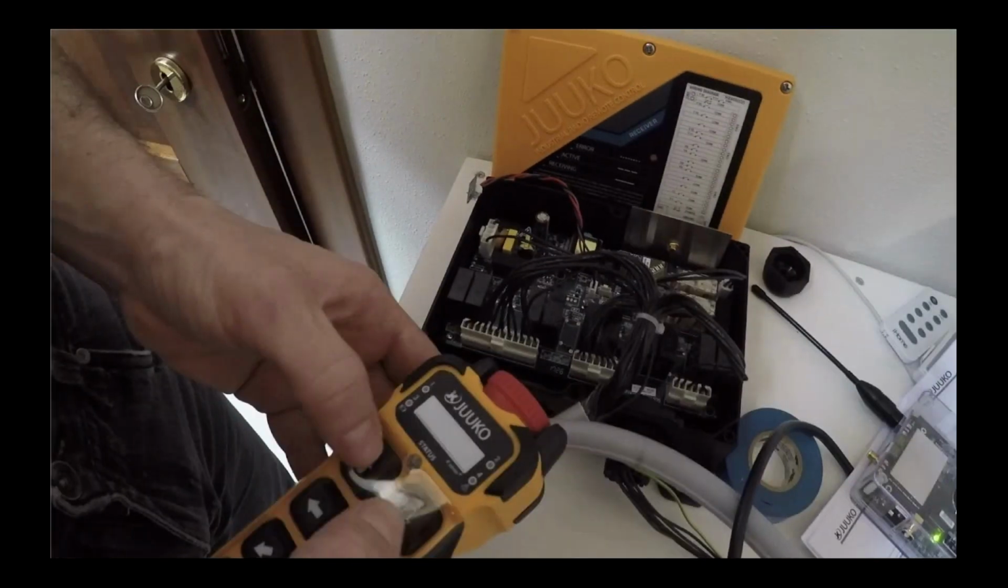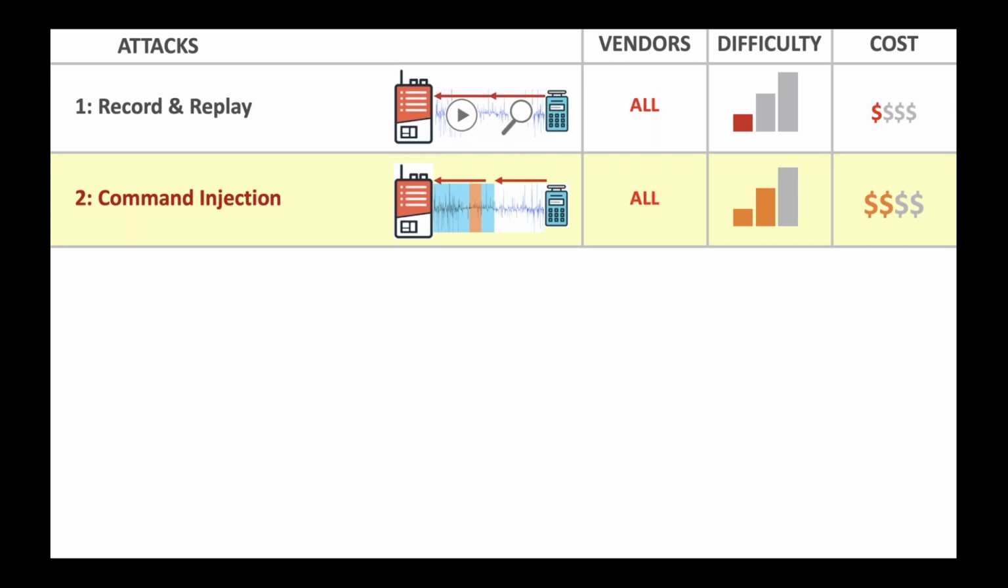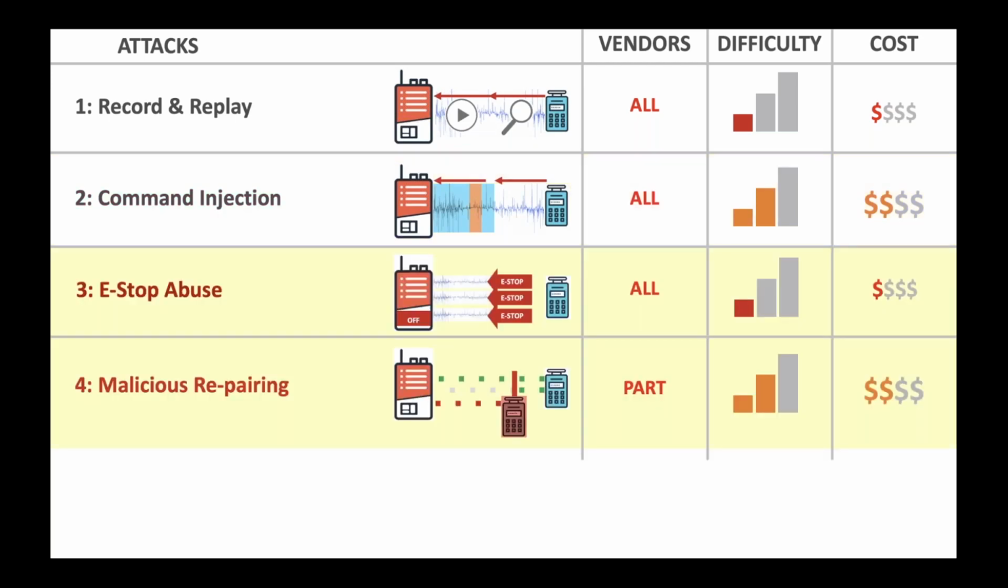So we have record and replays, command injections, and a couple other things we want to work on, which were e-stop abuse and then malicious repairing. Malicious repairing is interesting. The idea here is that we could see if we could reprogram another controller, instead of walking around with all our SDR equipment. Can you buy one of these controllers, then reprogram your controller to work with that system?